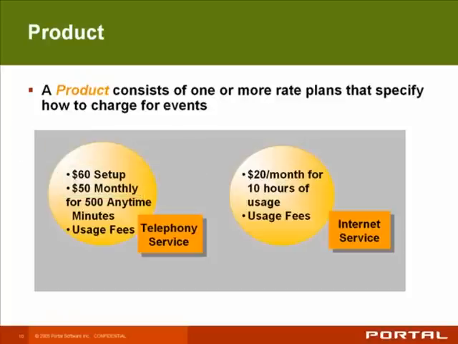In the second product, the $20 a month fee for 10 hours of usage would be configured in a monthly cycle forward event. The usage fees would be configured in a usage event. Let's look at how products and discounts work together.